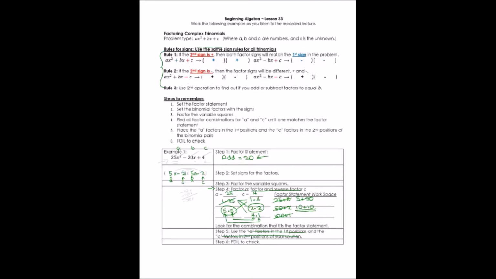Now, I need to FOIL it to check, although I'm pretty sure it's right because both of the signs are negative, so I don't have to worry about the positive and negative being in the wrong place. But I say 5x times 5x is 25x squared. Negative 2 times negative 2 is positive 4. Then I do inside, negative 10x, and outside, negative 10x.